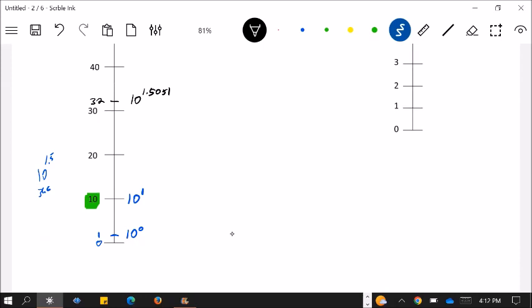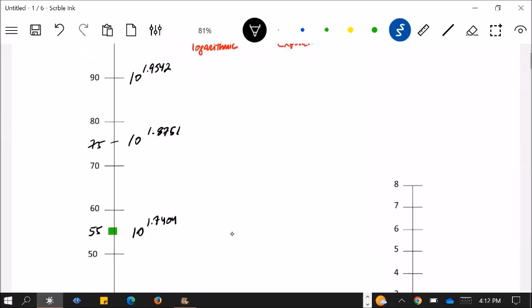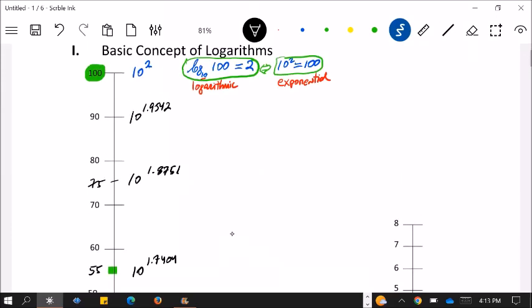So what you may notice here is from 10 to the first power to 10 to the 1.5051, you end up going up halfway. This is 1.000 if you want to be really precise. You get all the way up to your 1.5051 within 22 numbers. But then it takes another 58 numbers to get up to 100.